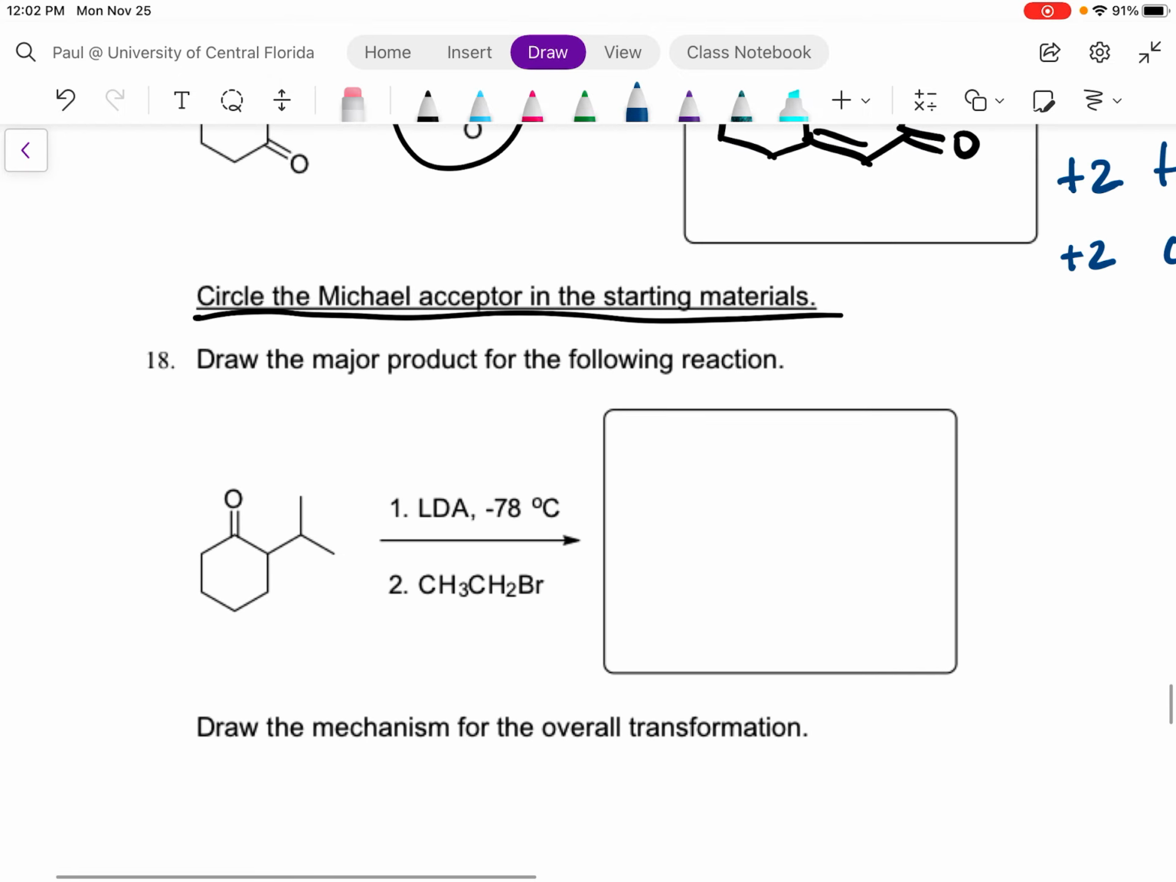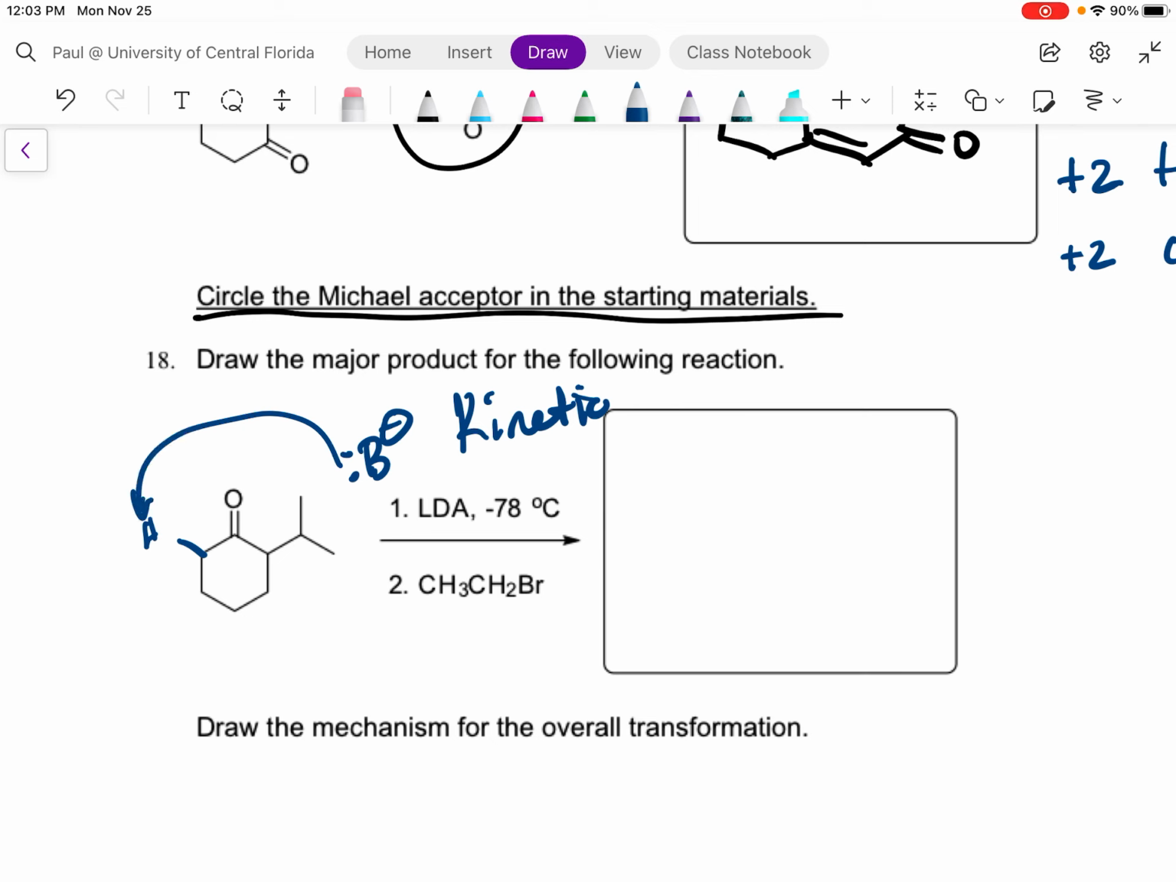So this one right here, we're looking for the kinetic enolate, which means that LDA, which is a really good base that I'm just going to represent like that, will grab that hydrogen, the least sterically hindered hydrogen. And so that's going to give us this enolate right here.